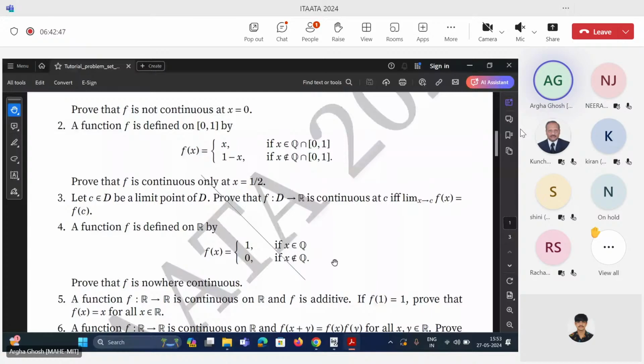See, what we have to prove? We have to prove that the function is continuous at the point half, but it is nowhere continuous other than half. Two things you have to do. Question number 4 I have already solved in the past half. Question number 2, 3, start solving.